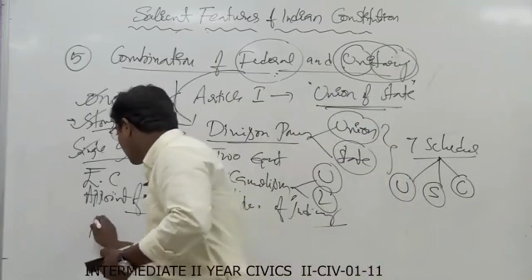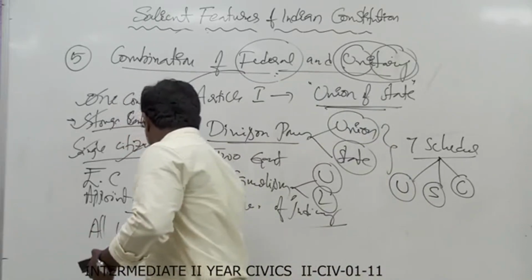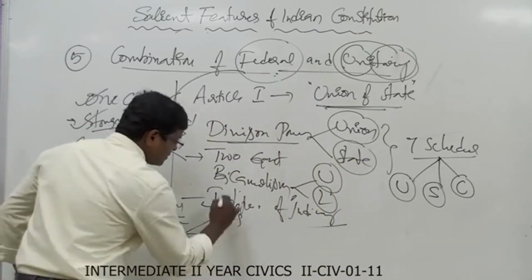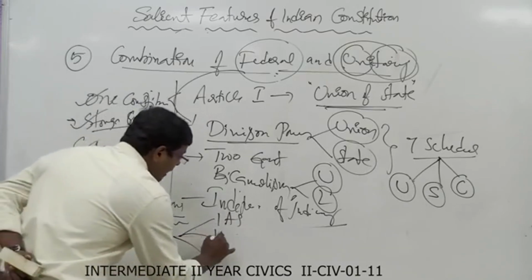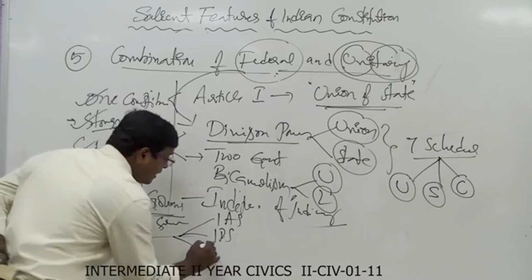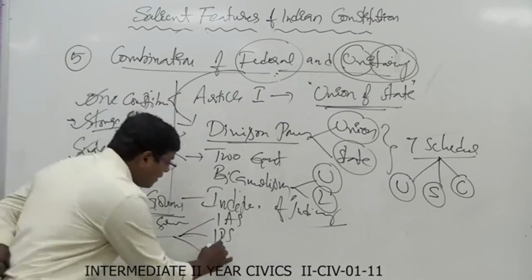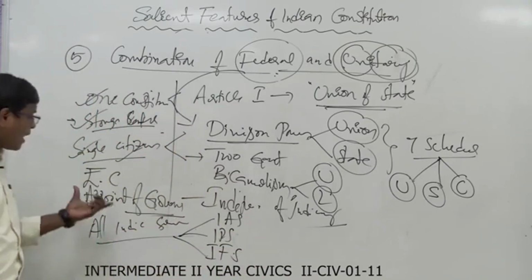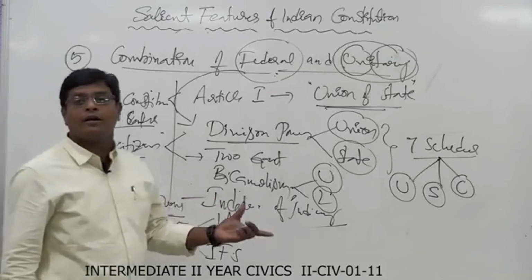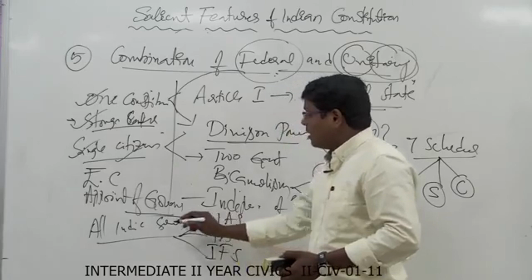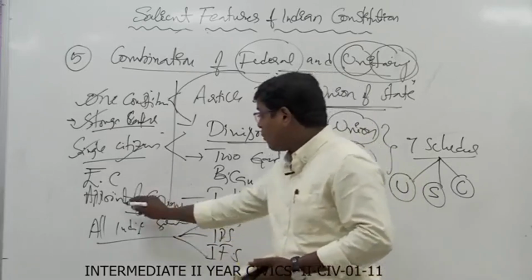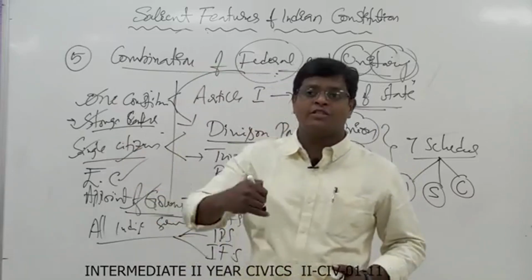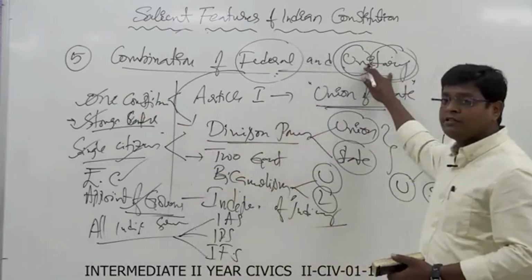At the same time, all India services. There are three all India services. One is IAS, Indian Administrative Service. Another is IPS, Indian Police Service. And finally, Indian Forest Service, not Foreign Service. These three are the all India services. They are appointed by the President of India, but they work in the states. That is why the appointment of all India services, appointment of the governor, election commission, single citizenship, and integrated judiciary all come under unitary features.